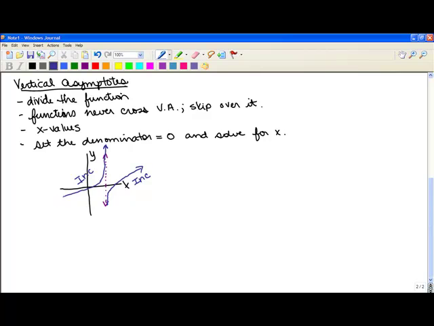So in general, this is the behavior of a function when it runs into a vertical asymptote. The function is not defined at a vertical asymptote. Instead, it skips over it. Now let's take a look at a few examples on finding vertical asymptotes.